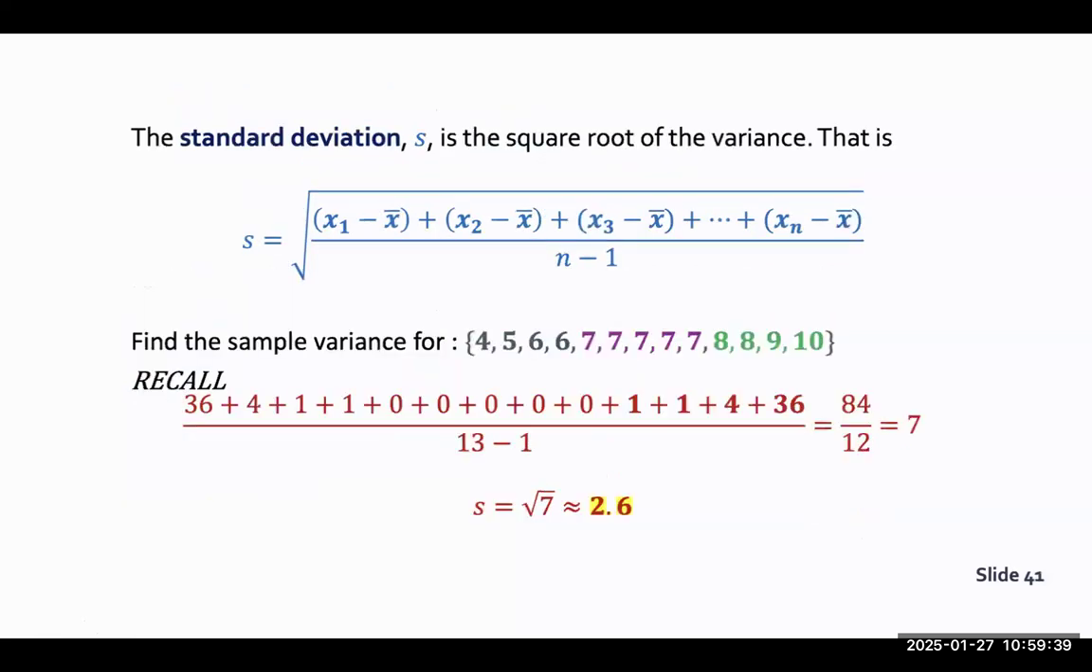Then the last step, now that red line is just repeated here. I'm going to take that 7 and I'm going to find the square root of it, and I get 2.6. If you recall, on that slide where we were ranking the 3 sets from lowest to highest standard deviation, the one in the middle was 2.6.